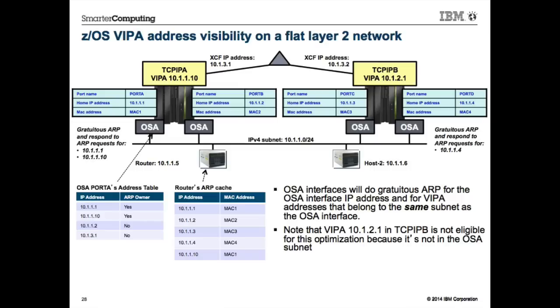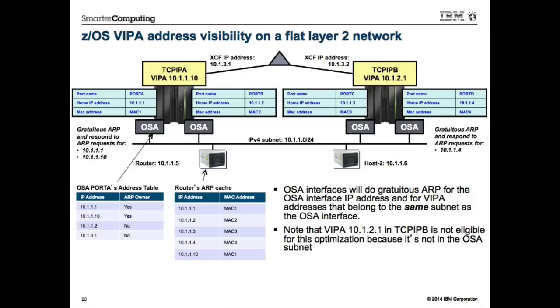That means that if the router ARPs for the VIPA address 10.1.1.10, then the OSA on the left will respond and say, it's here, and the packets will get forwarded. So in that way, you get some routing to VIPAs without running a dynamic routing daemon. Now, I've got ahead of myself there. The router's ARP cache then shows that 10.1.1.10 lives on MAC 1. So as far as he knows, it's on the OSA.